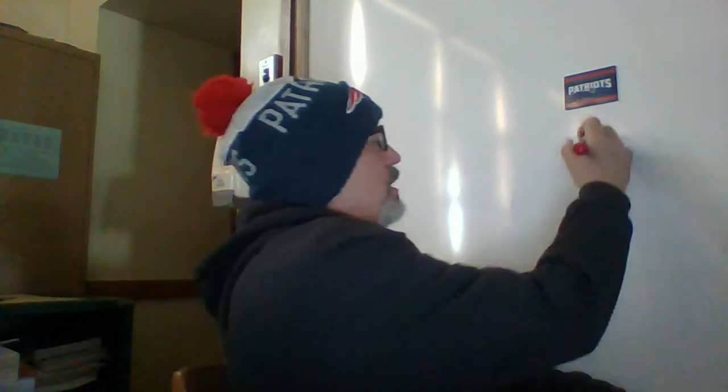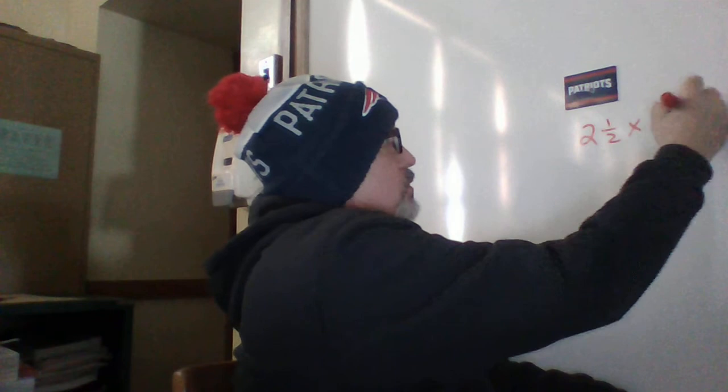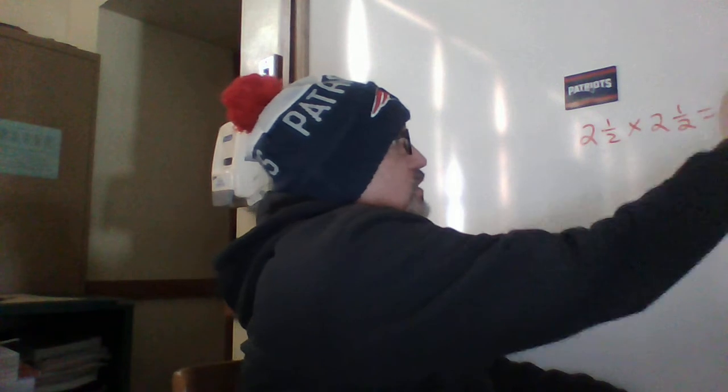Welcome to part 2 of 2.5 squared. In the first part, we established arithmetically and geometrically that 2.5 times 2.5 is 6.25.